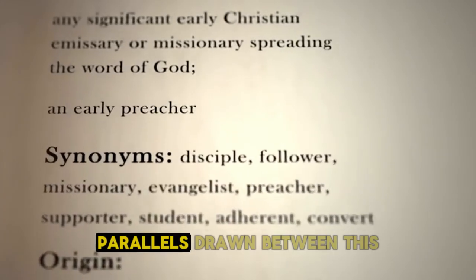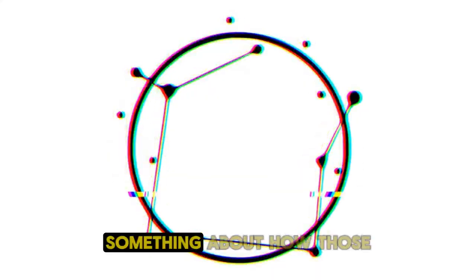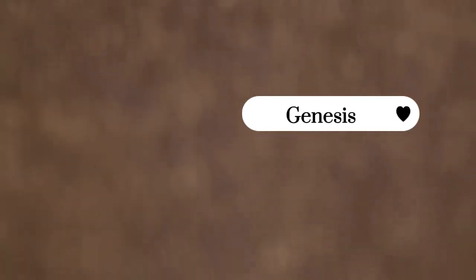And there are even parallels drawn between this and the biblical creation story. Something about how those days of creation line up with the formation of the circles. You got it. That first movement of spirit creates light, just like it says in Genesis, "Let there be light." But it's not just a biblical thing.